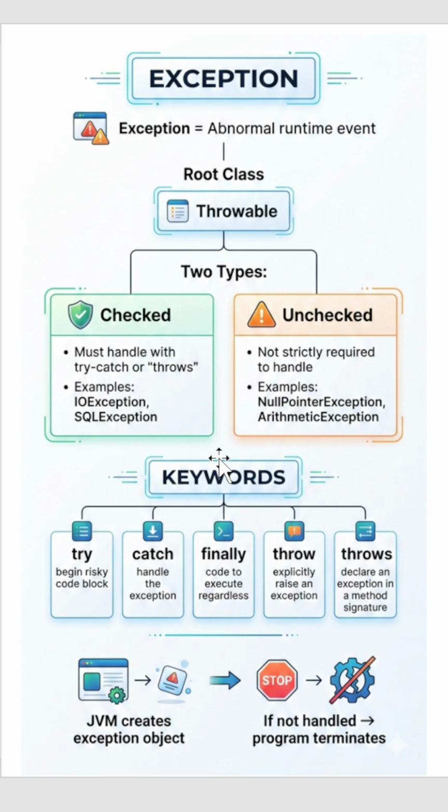Now let's look at exceptions in detail. As we mentioned, an exception is any abnormal runtime event which hinders the normal flow of a program. It's mainly divided into two types: checked exceptions and unchecked exceptions. Checked exceptions occur at compile time. That means the compiler checks the exception, whereas unchecked exceptions occur at runtime, which cannot be handled by the compiler.